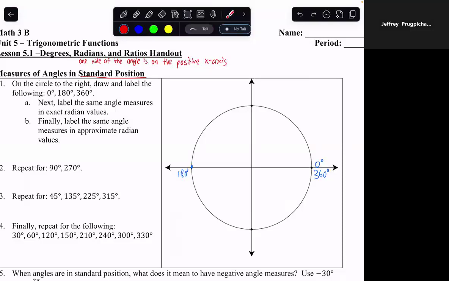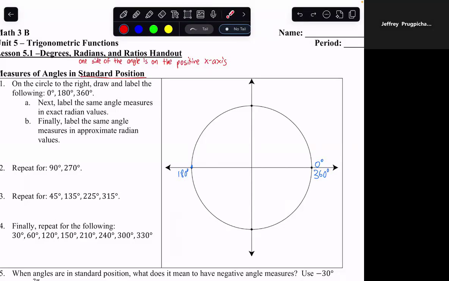Okay, so a radian is an angle measure, just like degrees. You can see 3 radians is almost half a circle. So pi radians is half a circle. So if you double it, 2 pi radians would be a full circle.